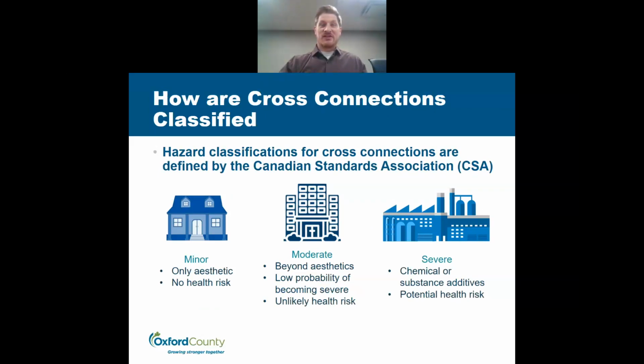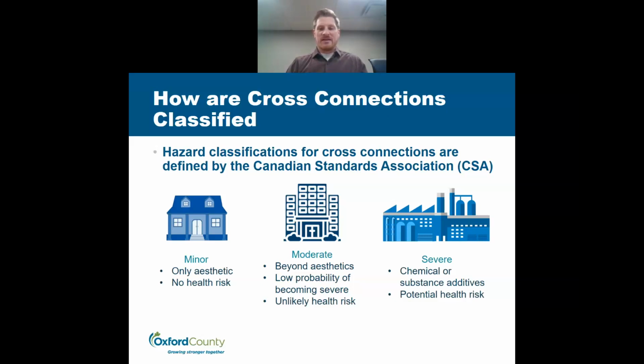So how does the Canadian Standards Association B64 guideline classify hazards? It breaks it into 3 categories. The first is minor. This is only a nuisance or reduction in the aesthetic qualities of water. So that would be the taste, smell, appearance, color, and clarity, but does not have the potential to cause a health risk. Properties that may fall under minor include single detached homes and townhouses.